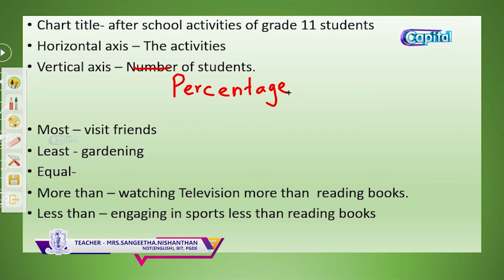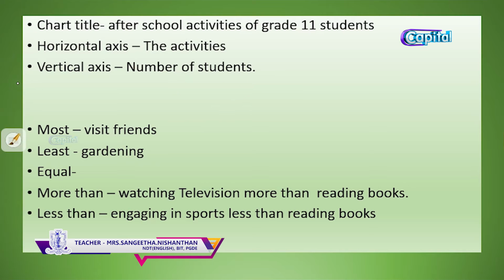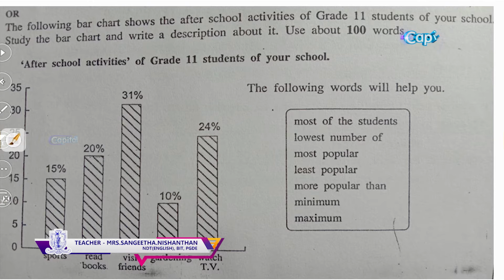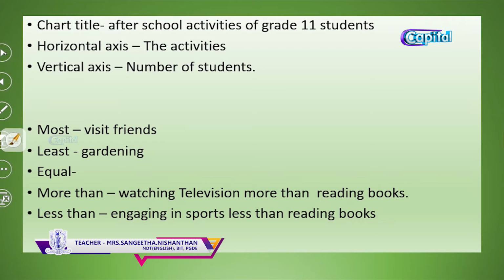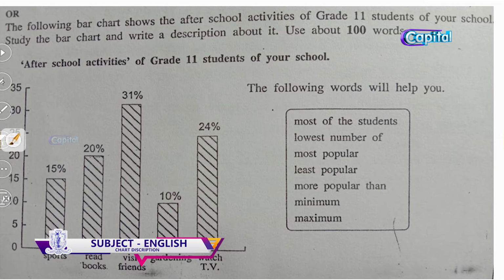The activities mentioned here are, what are the activities mentioned here? You have to write what is mentioned here. What are the activities? Sports, reading books, visiting friends, gardening and watching TV. This is what you have to write in the first paragraph. And in the second paragraph, we have to say about the key data. The most popular activity among the students is visiting friends, and at the same time, the least popular activity is gardening. What is the percentage of it? Gardening, 10%. It is only 10%.